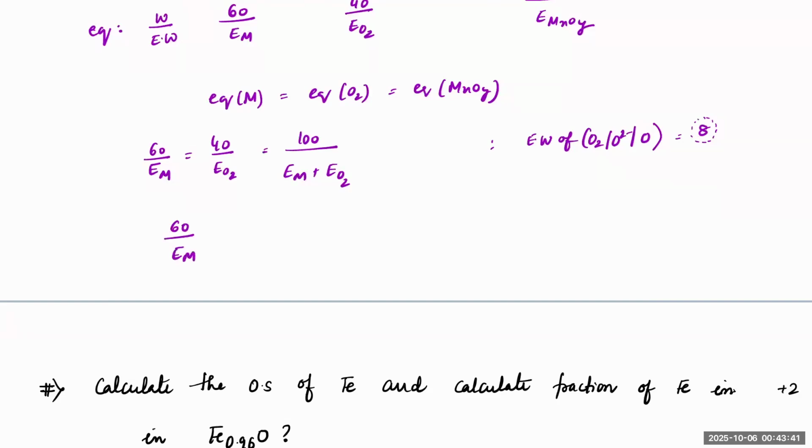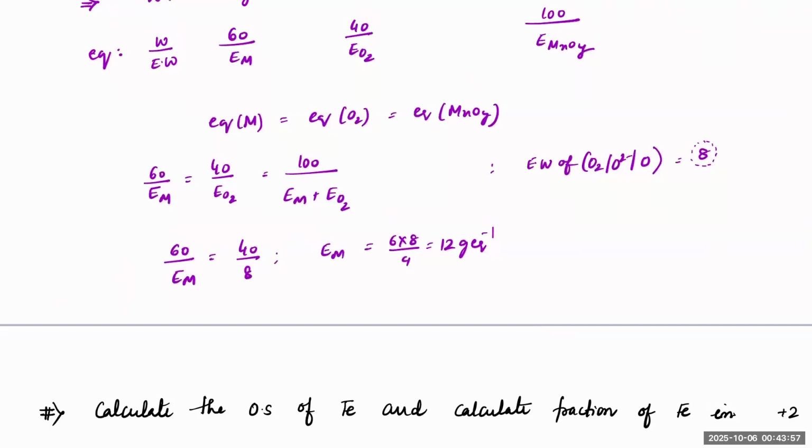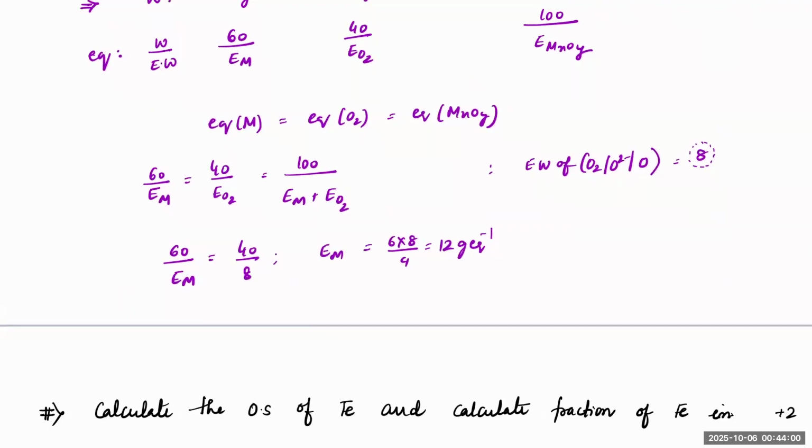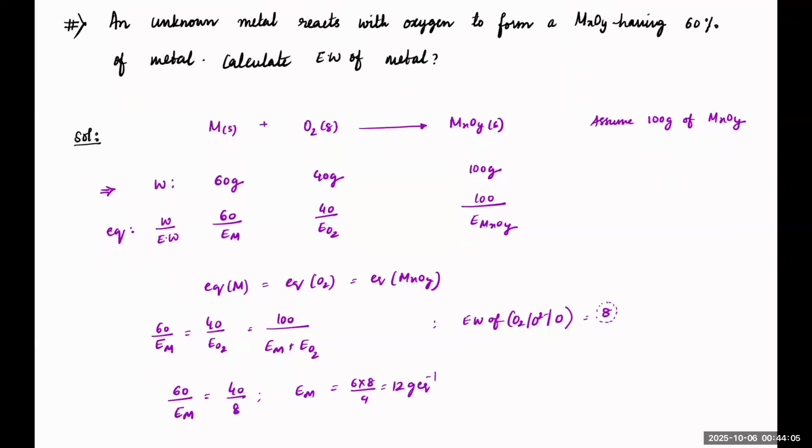So 60 by equivalent weight of metal is equal to 40 by 8. So from here, equivalent weight is equal to 6 into 8 by 4. So how much? 12. So 12 gram per equivalent. Just like how we write it per mole, now we write it per equivalent. Everybody clear? So typically whenever you want to calculate the equivalent weight of a metal or equivalent weight of metal oxide or anything like that, this is the basic detailing that you should use always.